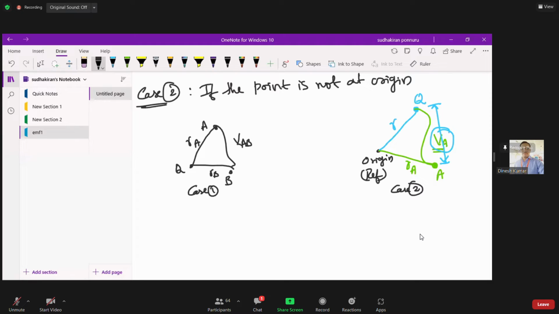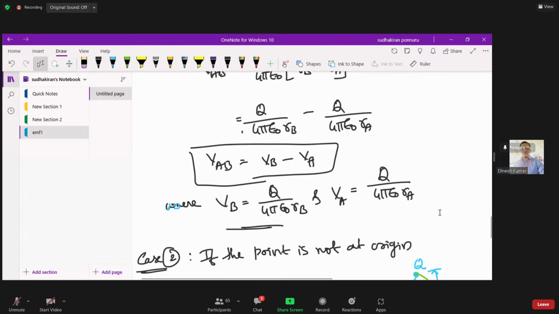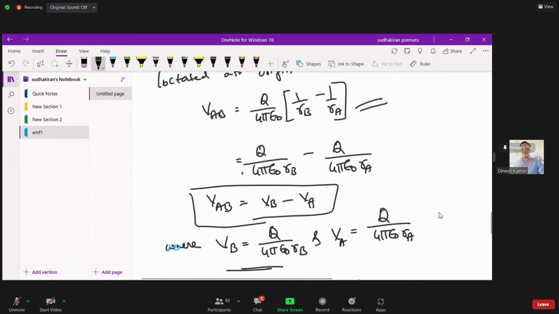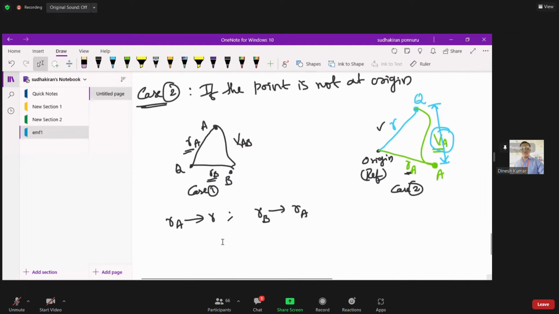earlier the distance vector was RA; now in place of RA we have R. And earlier it was RB, and now in place of RB we have RA. So just modifying the expression that we derived earlier, in place of RA we are going to write R, and in place of RB we are going to write RA.